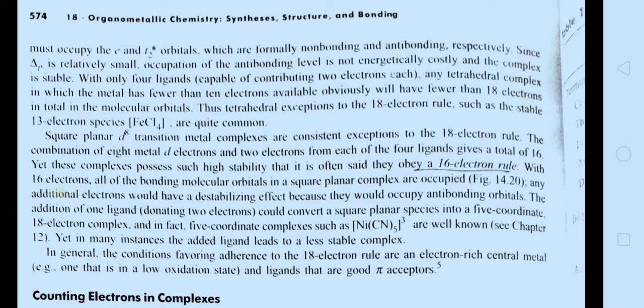In general, the conditions favoring adherence to the 18 electron rule are an electron-rich central metal and ligands that are good pi acceptors.